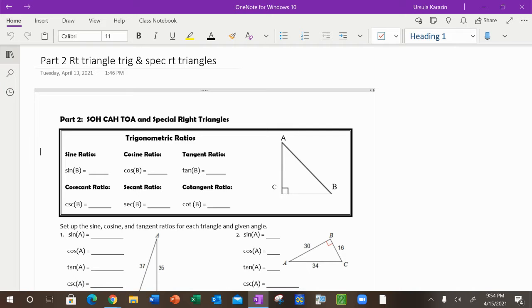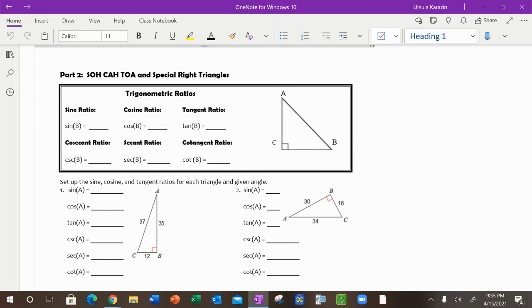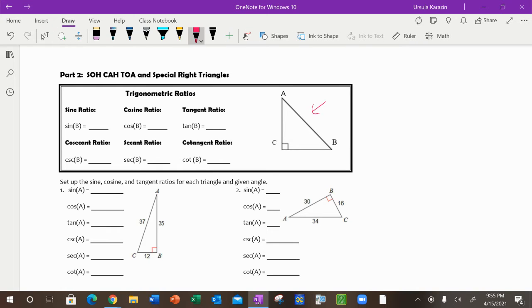So what we're going to start with is right triangle trig, which you did learn last year. SOHCAHTOA is the memory tool we use for right triangle trig. So remember, it has to be on a right triangle. We call it right triangle trig. Here's a right triangle here. I've named it A, B, C, and A, B, and C are the vertices. So those are the corners or the angles of the triangle.